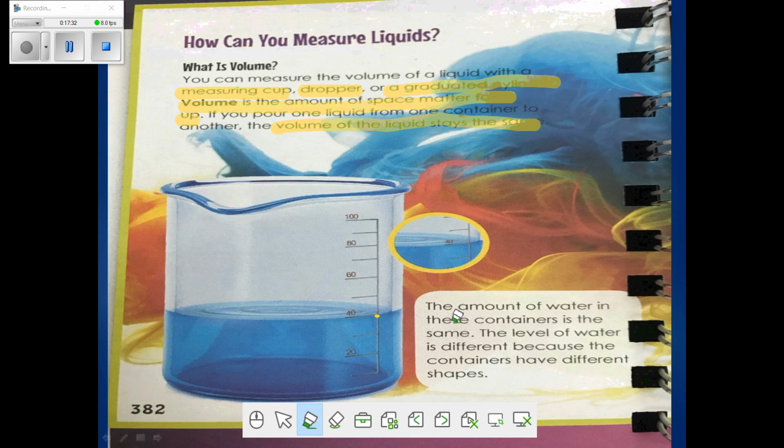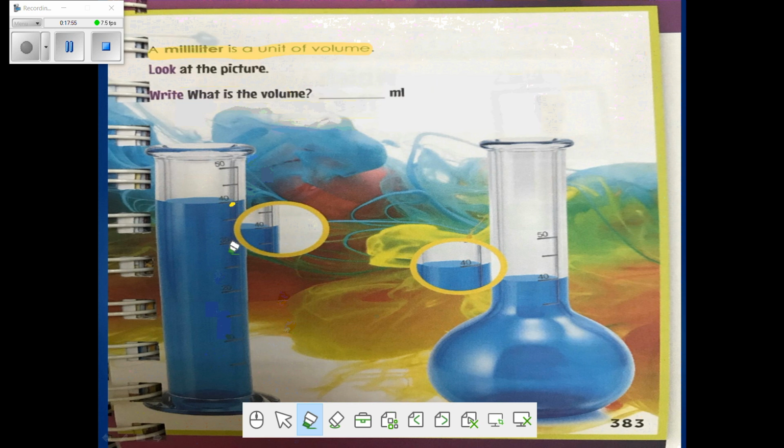The volume of the liquid stays the same. The volume stays the same, but the shapes of the liquid are changed. Here we have the shape of the measuring cup. Here, the shape of the graduated cylinder. Here, the shape of the graduated cylinder. So, the water takes the shape of the container.